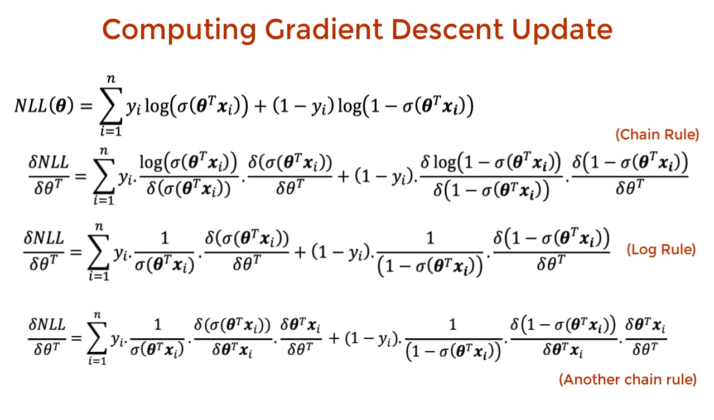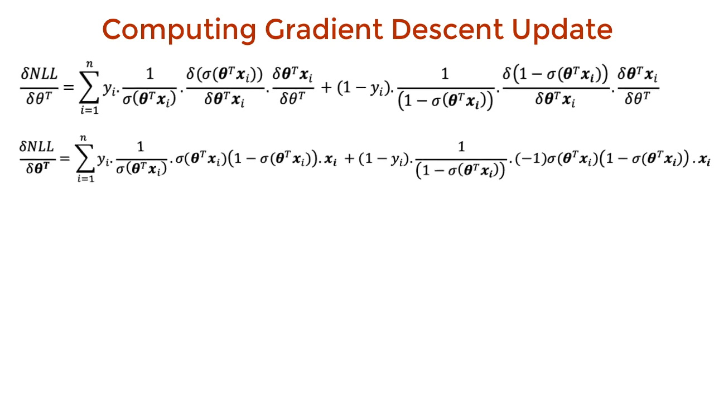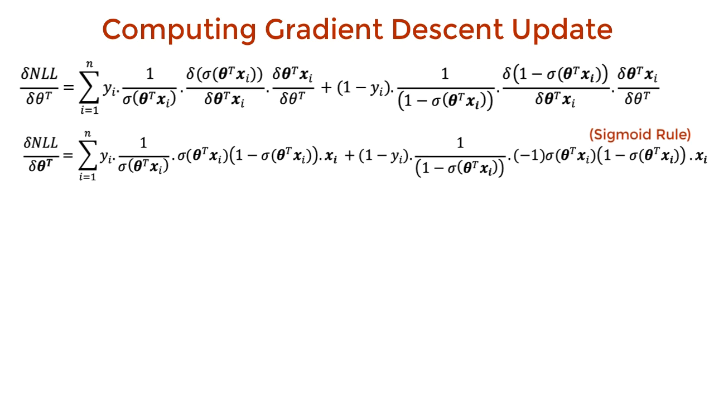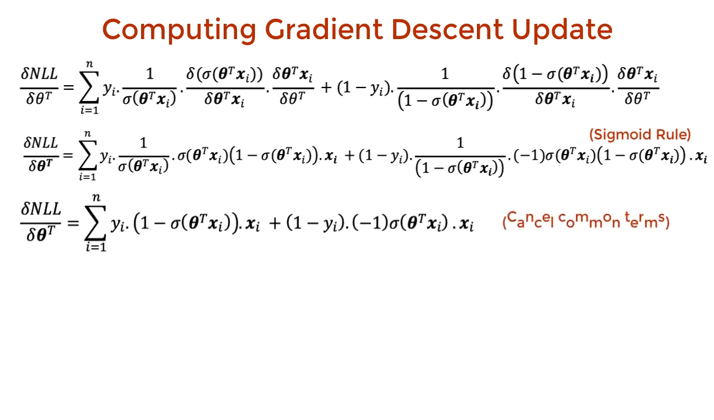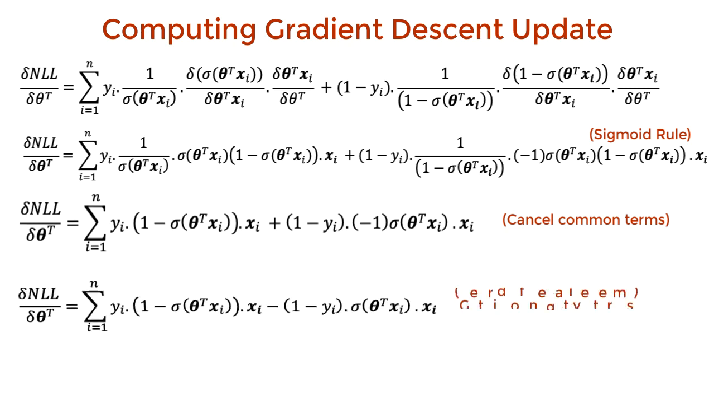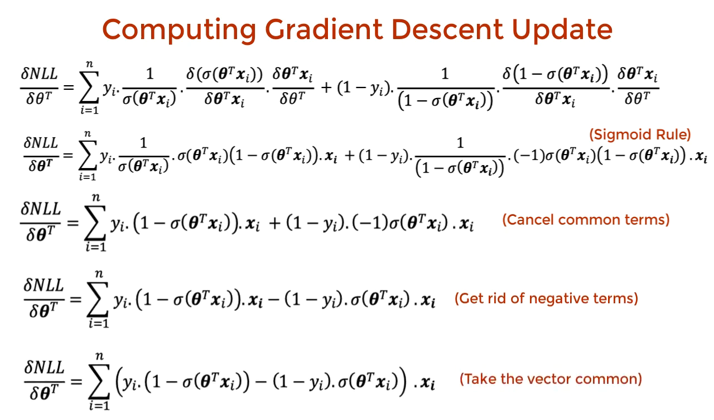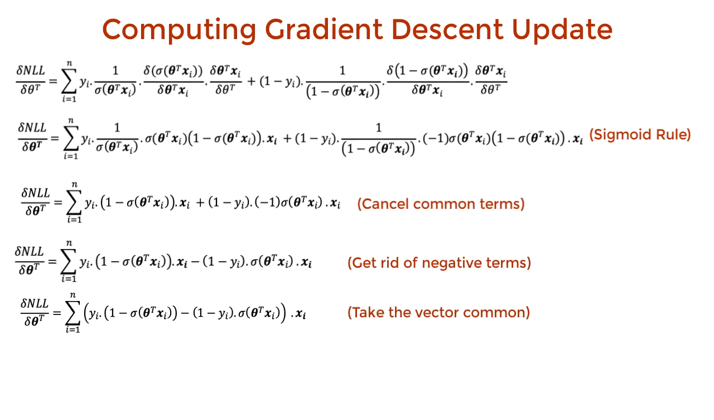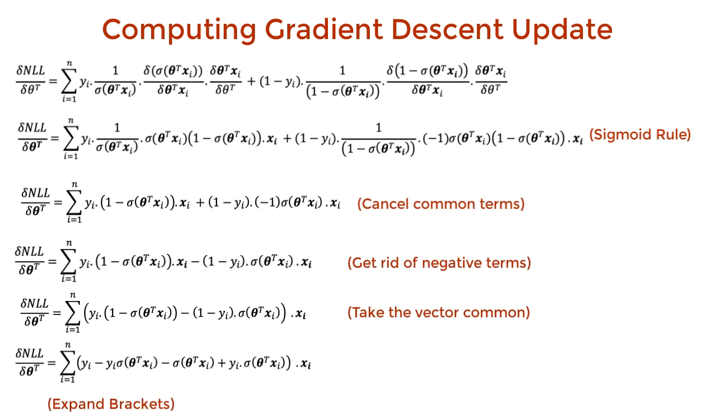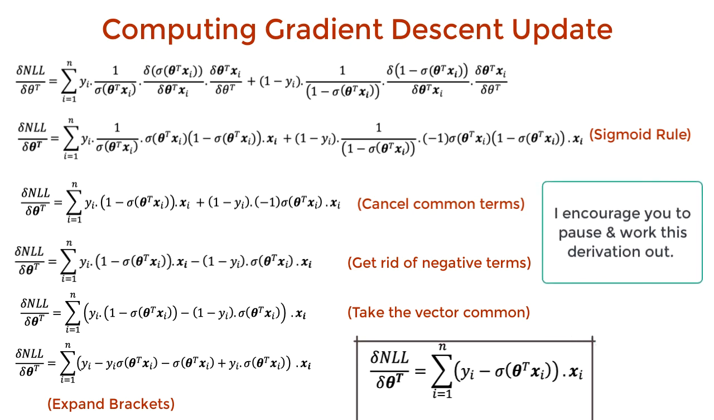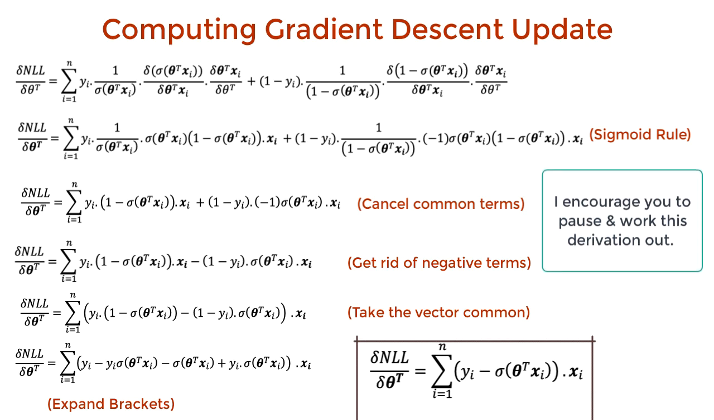The sigmoid terms are not quite in the form of the sigmoid derivative, so let's apply another chain rule to change that. Now we use the results from the sigmoid derivation that we just did. We cancel the common terms on the numerator and the denominator. Now let's get rid of the negative constants. Take the xi vector common from both terms. Expand all the inner brackets. Now we cancel the yi sigmoid times theta transpose xi terms to get the final form.